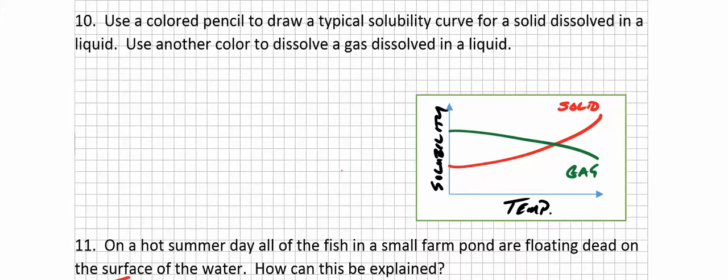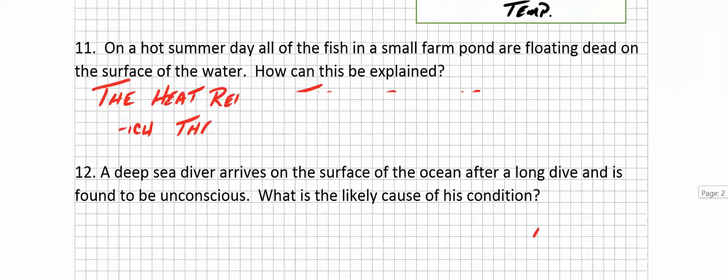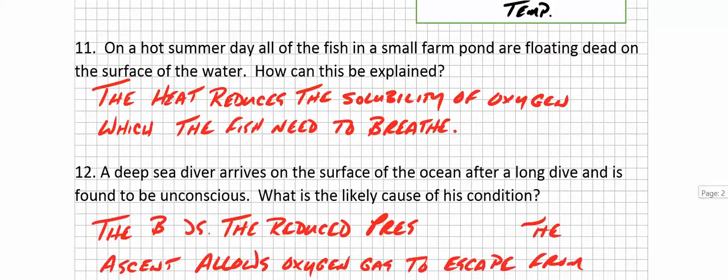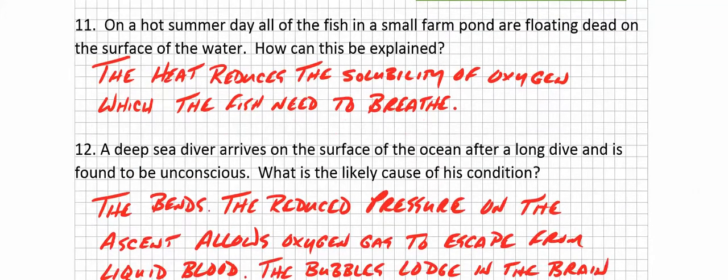Let's look at number 11. Number 11 says, on a hot summer day, all the fish in a small farm pond are floating dead on the surface of the water. How can this be explained? Well, remember, the solubility of a gas decreases as you increase the temperature. So the heat reduces the solubility of oxygen, which the fish need to breathe.